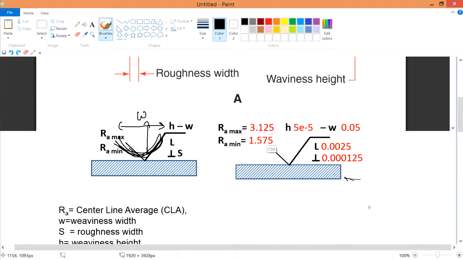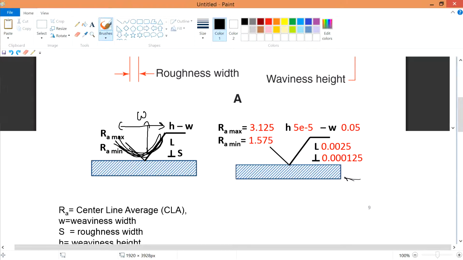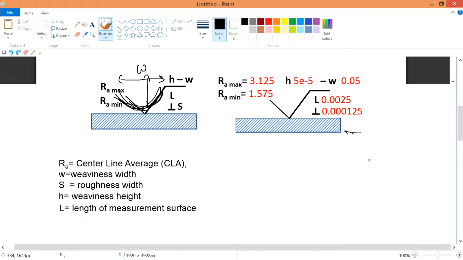Maybe I think it's divide by 2. No, it's 1.5625, so it's not 1.575. So something is wrong somewhere, definitely. But take note of everything, and also take note that there is a length of measurement surface. So this is the length of the measurement surface, and I think this is the perpendicular whatever thing.